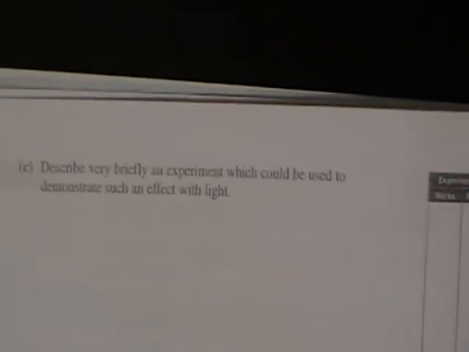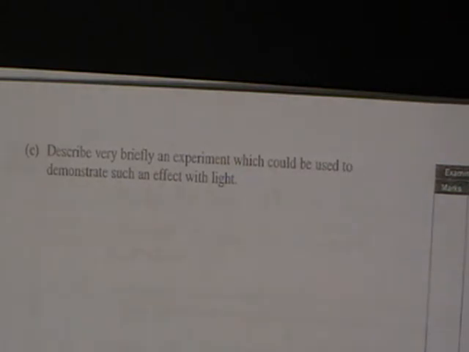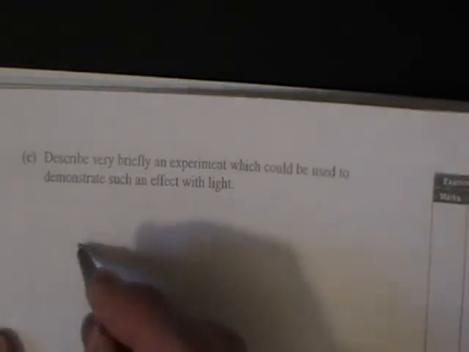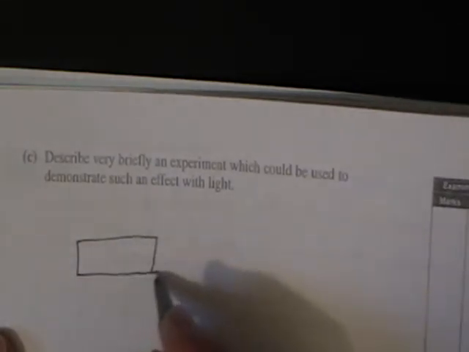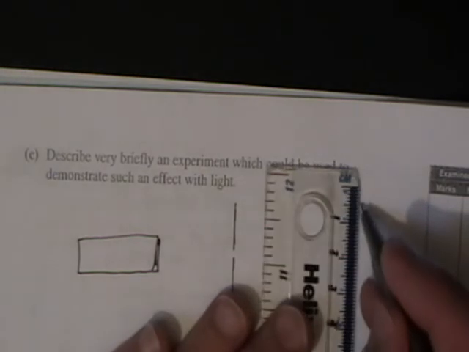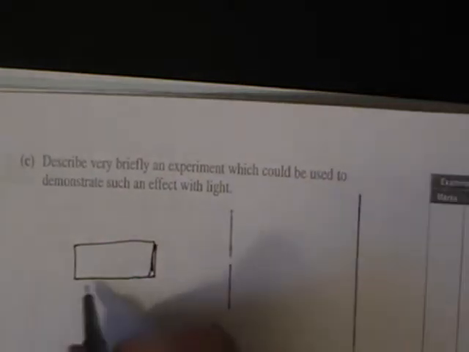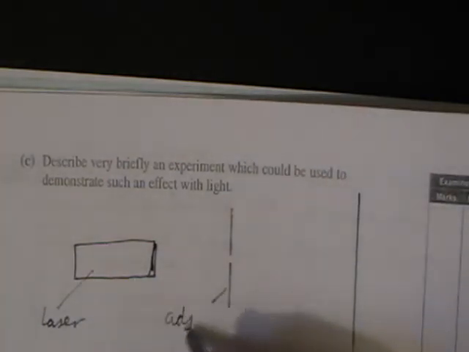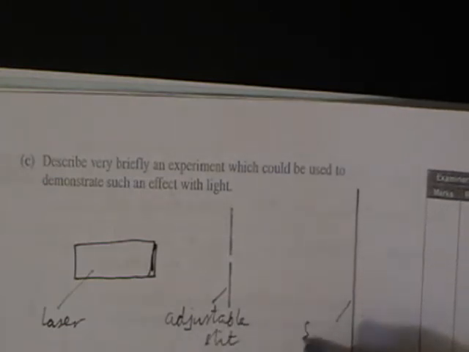Describe very briefly an experiment which could be used to demonstrate diffraction with light. And that would be very simply, we would have, well, you could have a laser shining onto a single slit right here, an adjustable slit, and then a screen. So that's the laser, this is an adjustable slit, and then this is a screen.